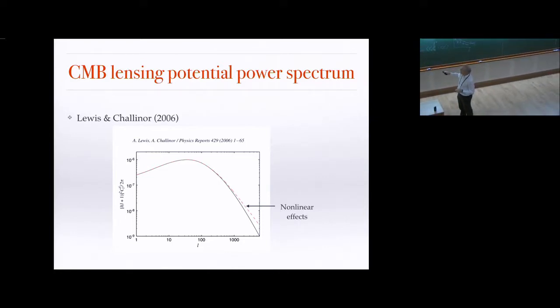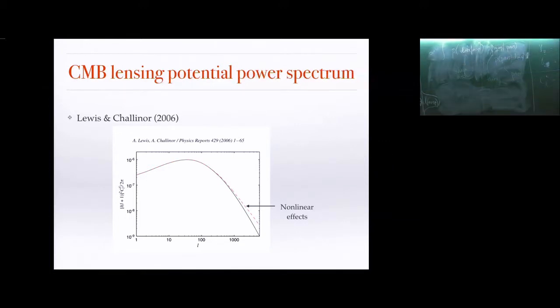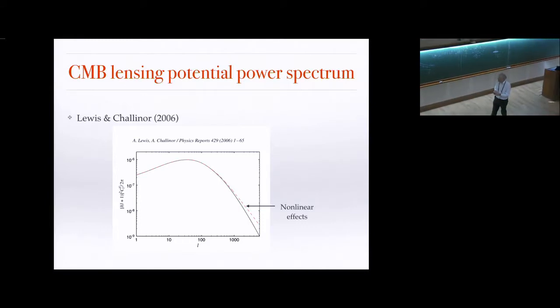Unless you look at rather large L, so this is L of 1,000 here. Around here, the nonlinear effects are beginning to be a bit more important, but it's less of an issue. If you're interested in CMB lensing, then this paper by Antony Lewis and Anthony Challinor in 2006 is a wonderful resource.